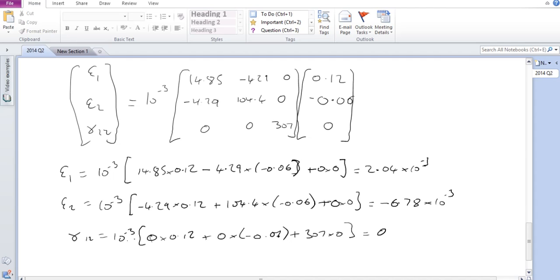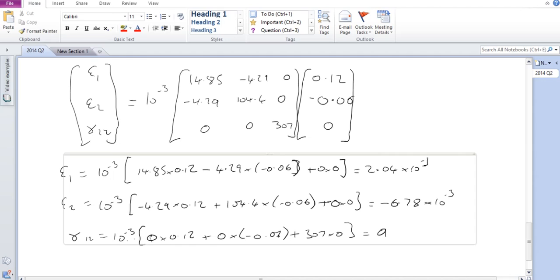So that's the strains that we've got. A positive tensile strain in the 1 direction, not surprisingly because we're applying a tensile stress that way, and a compressive strain in the 2 direction, again not surprisingly because we're applying a compressive stress in that direction, and there's a tension opposite it. No shear strain because we're applying the stresses just along the fibres and across the fibres.